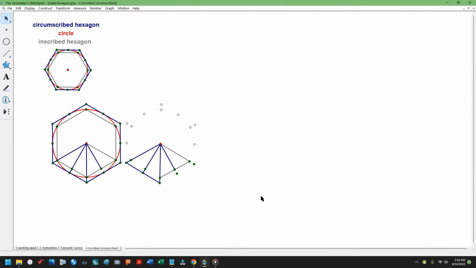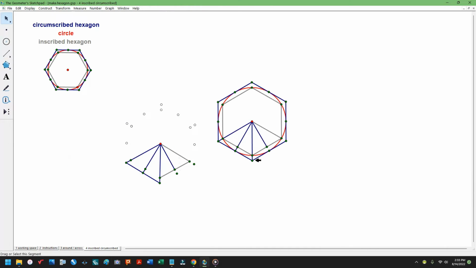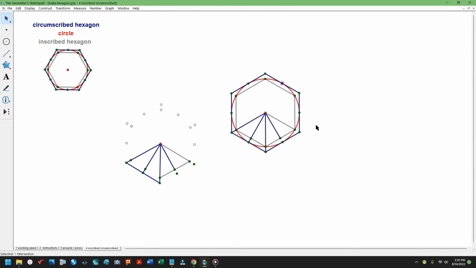Another idea I'd like to point out while I have something that moves is inscribed and circumscribed. And I think I can make this one bigger. Well, I thought I could find a... All right, it's fighting me. We're not going to worry about that.